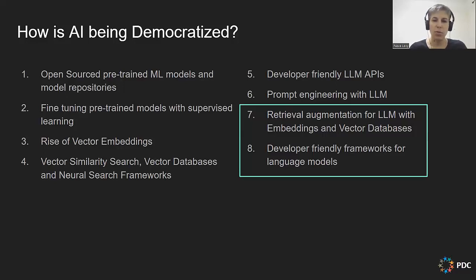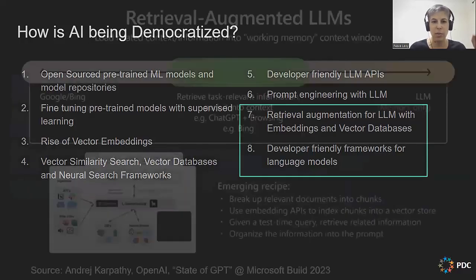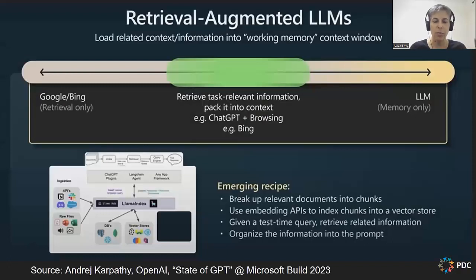And I also talked about developer-friendly frameworks for language models, which make it much, much more user-friendly and faster time to market, the same way with neural search framework here in number four for vector similarity search. So this is also from Andrej Karpathy, OpenAI State of GPT talk from several months ago. He talks about using search as retrieval only. Using an LLM without all the context data, then it relies on the memory only.